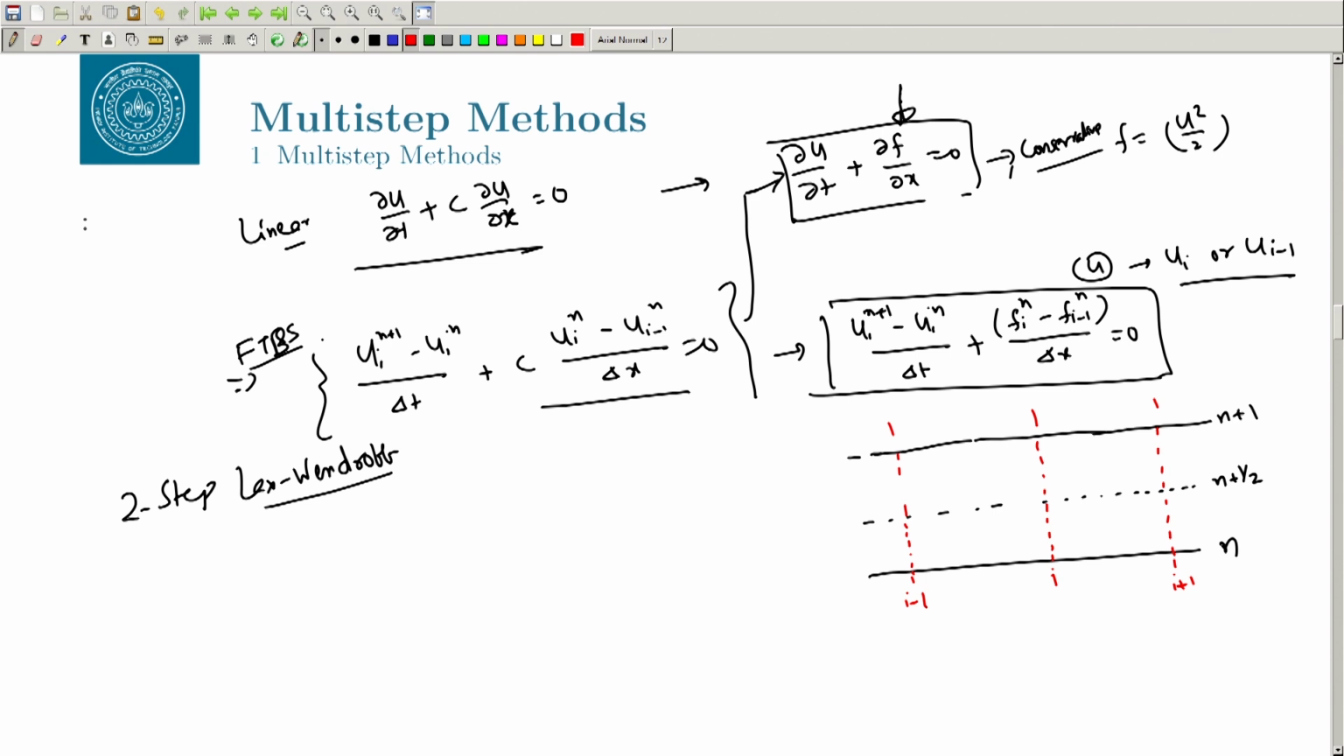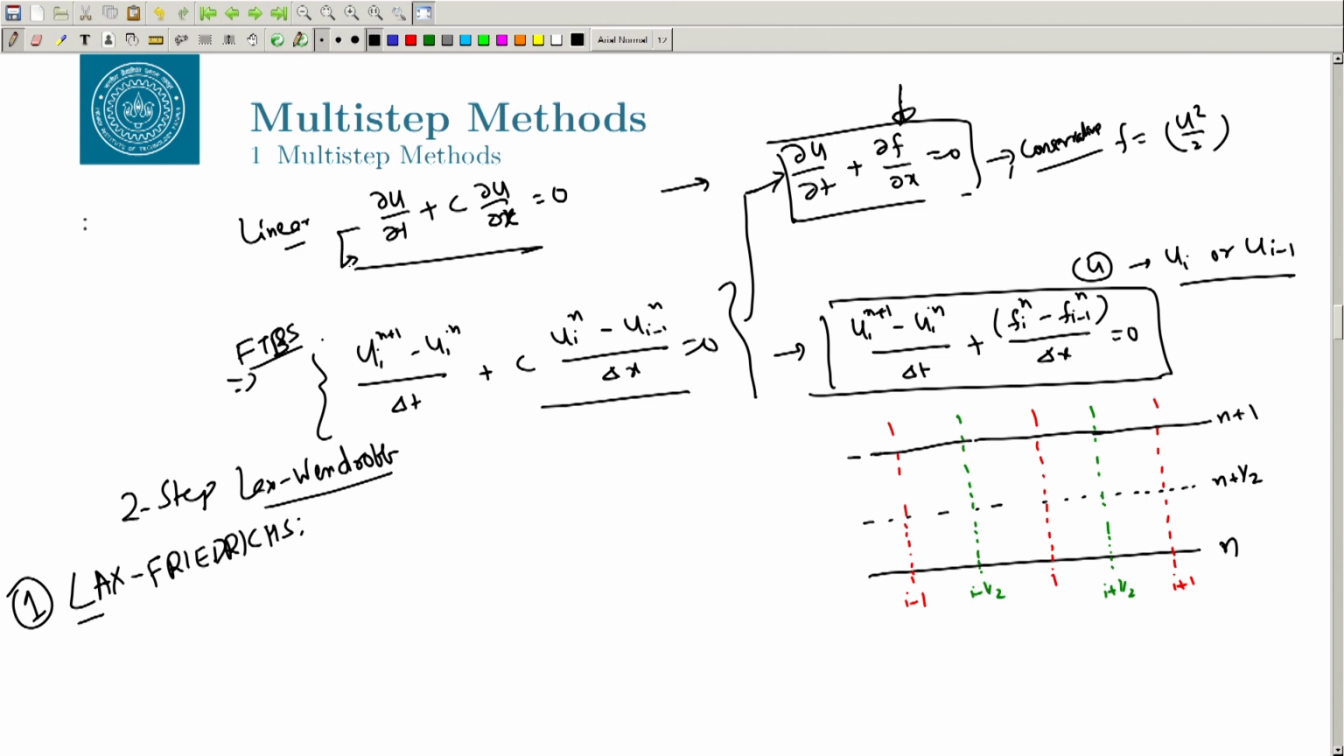In the two-step Lax-Wendroff, we will also create two intermediate grid points, okay, which will be I plus half and I minus half. Okay. So, if you use this scheme, now the first step in this is basically the Lax scheme or basically the Lax-Friedrichs scheme. Okay, that is step 1. Okay. So, you know what the Lax-Friedrichs scheme is.